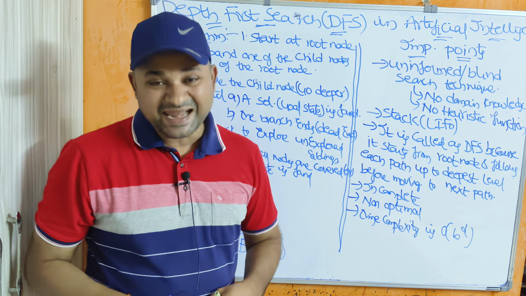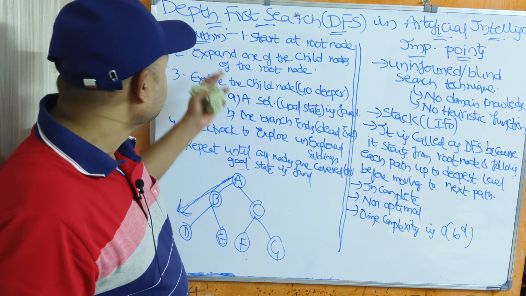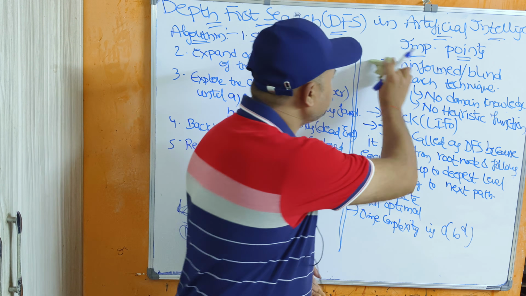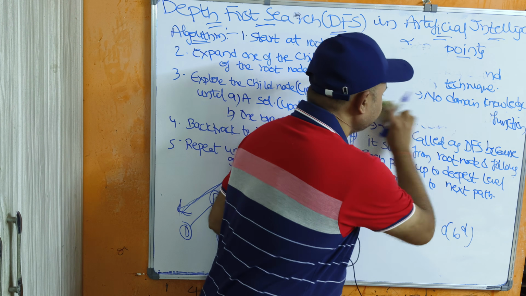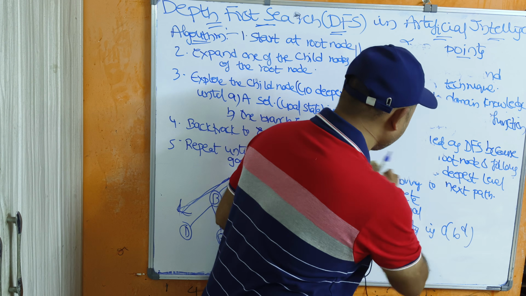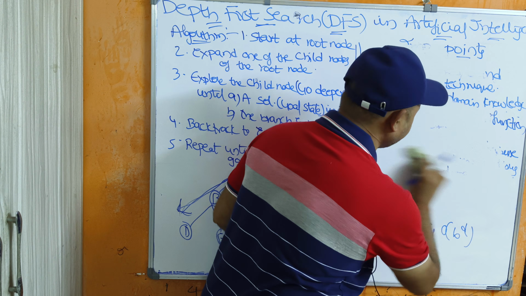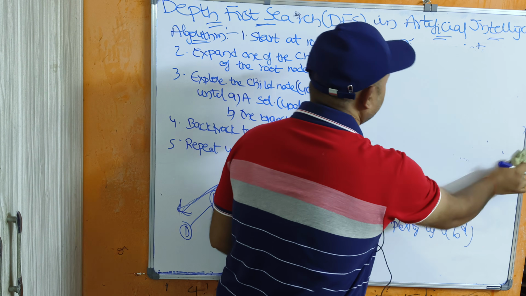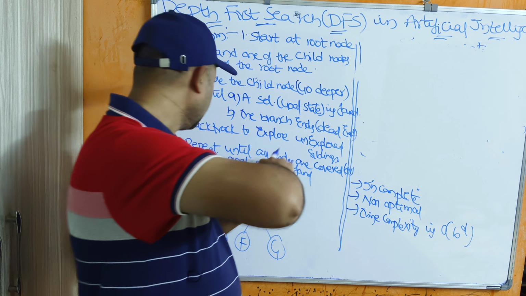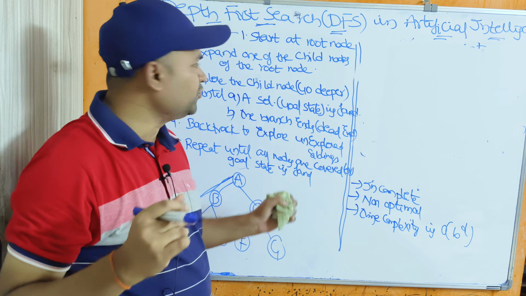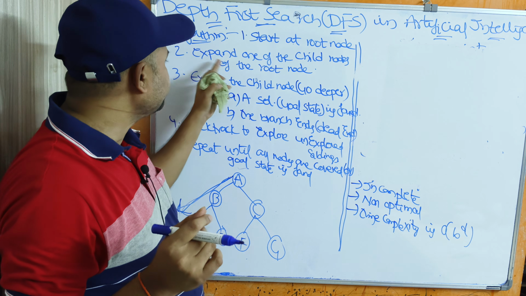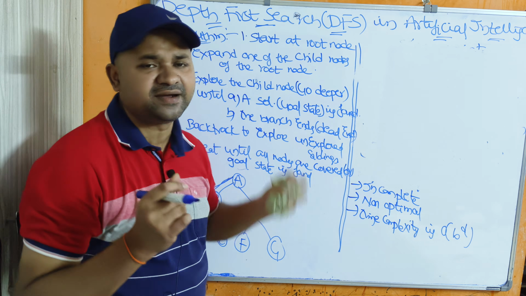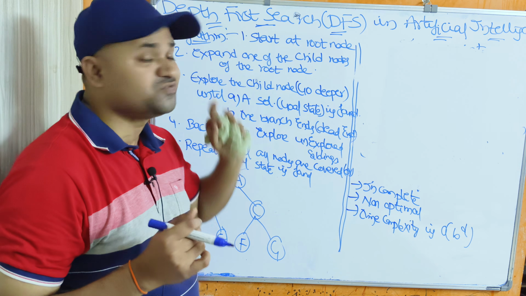Now let's see the algorithm for the DFS. First step, start at the root node. For space constraints, I am erasing this portion. All these points are over except the last three points. So start at the root node. Here A is the root node. Next, second step, expand one of the child nodes of the root node.